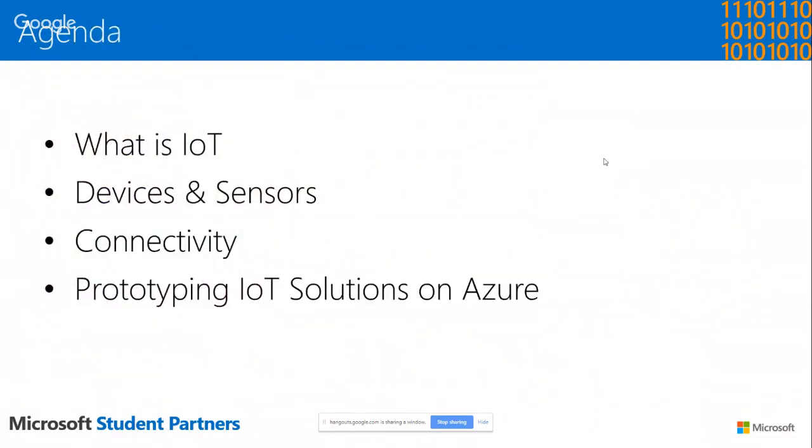So, a brief agenda. I want to talk briefly about what IoT is before moving into devices and sensors, talking about connectivity. So this is things like Wi-Fi and Bluetooth, how you get your data from your sensor, from your device into the cloud. And then finally, how you leverage Azure to build those IoT solutions, what components you might be using, and how you turn something like a raw 16-bit value into a meaningful insight that you can use for your solution or for your end user.